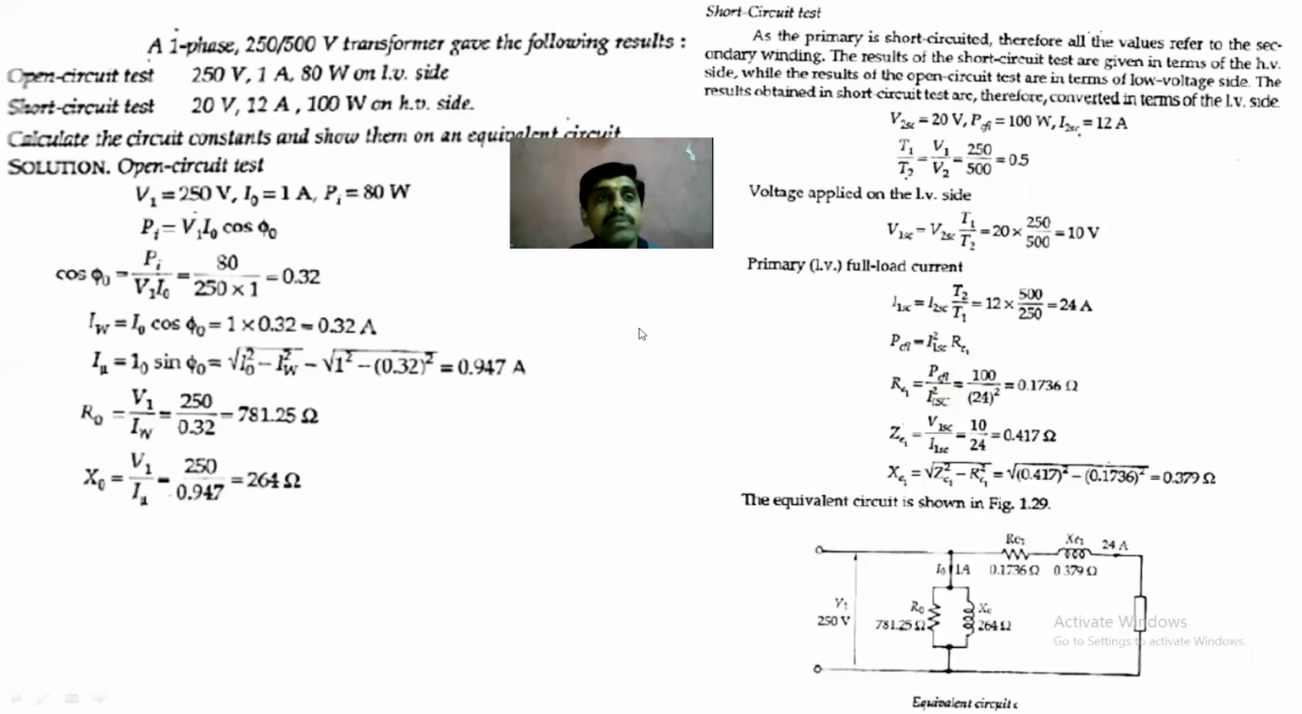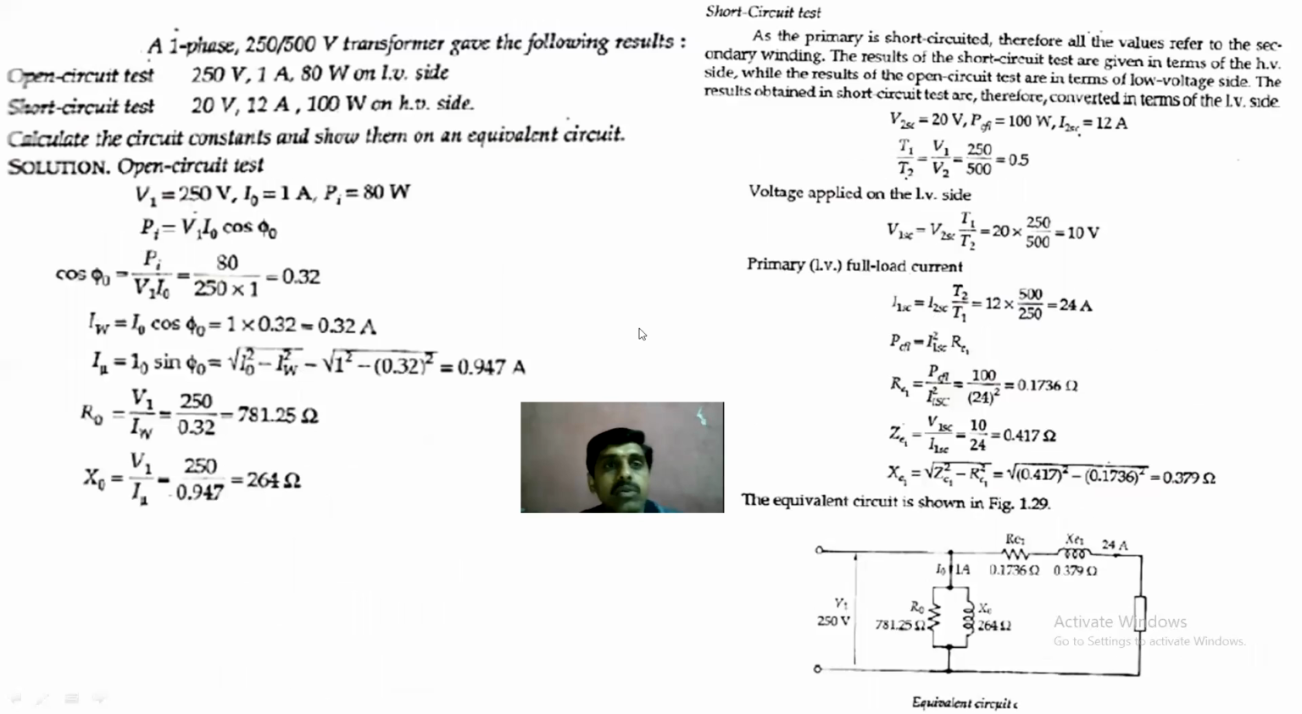To the next problem. This is also an OCSC test. The OC test is conducted on the LV side. They have given voltage, current, and wattmeter reading. For the short circuit test, they have also given voltmeter reading, current reading, and wattmeter reading. Calculate the circuit constants and show them on the equivalent circuit.